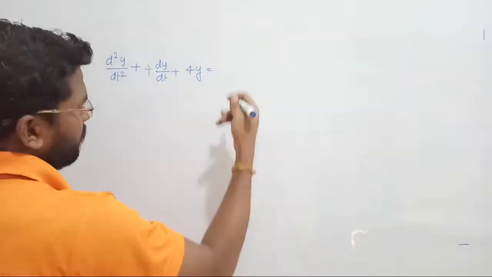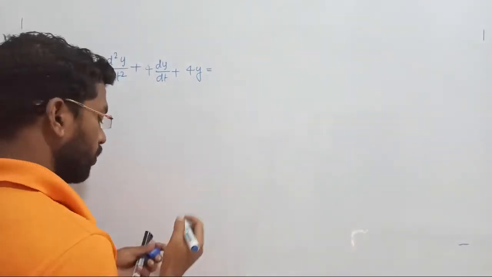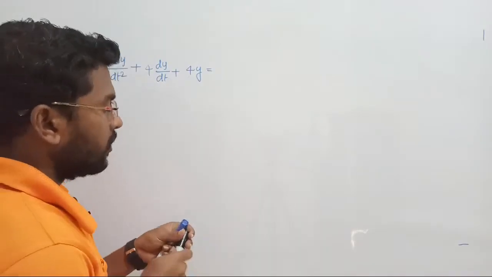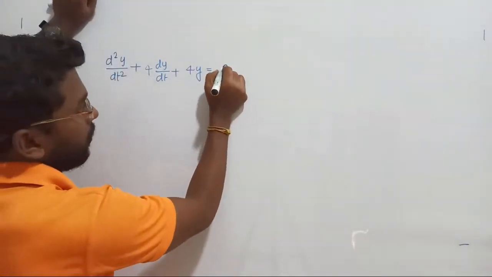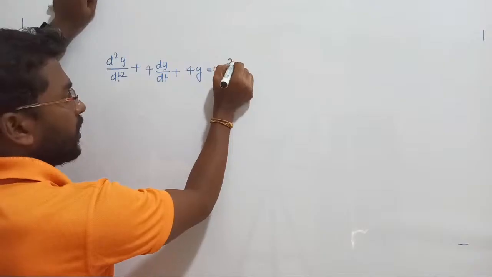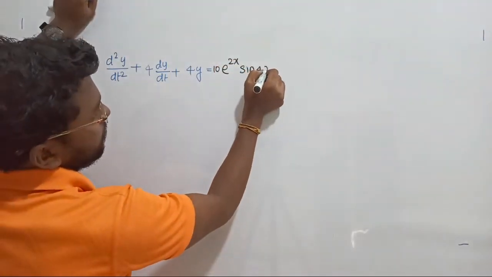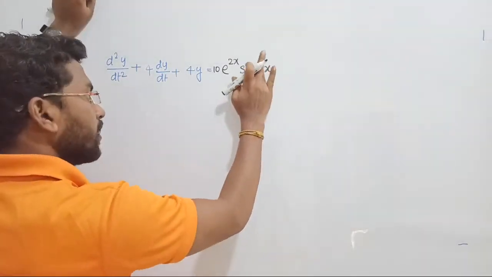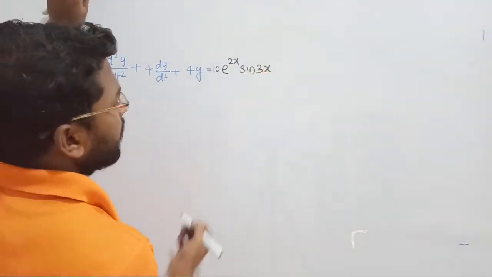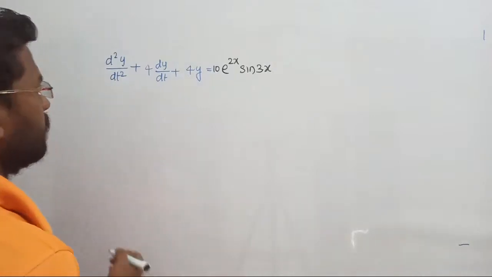Because we have to understand the process, that is what I want. I don't want to put you in trouble. Understand the process, that is enough for me. Okay, 10 into e power 2x, let us consider some simple value, into sin 4x. I will reduce it further, I am going to 3. Because we need it simple, understand the process, that's enough.